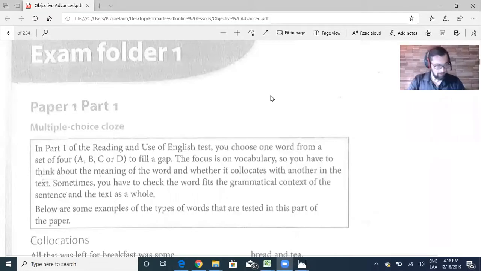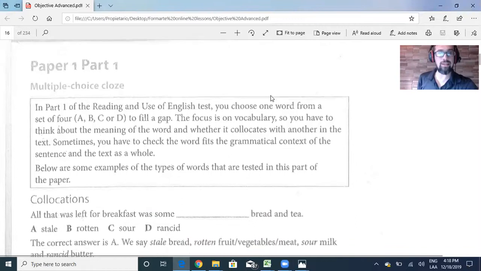So very quick, let's go to the exam folder, and that will be on page 14 of your booklet. And this part is called multiple choice cloze. So let me just explain to you a little bit what this part is about. So it says, in part one of the reading and use of English test, you choose one word from a set of four, A, B, C, or D, to fill a gap.